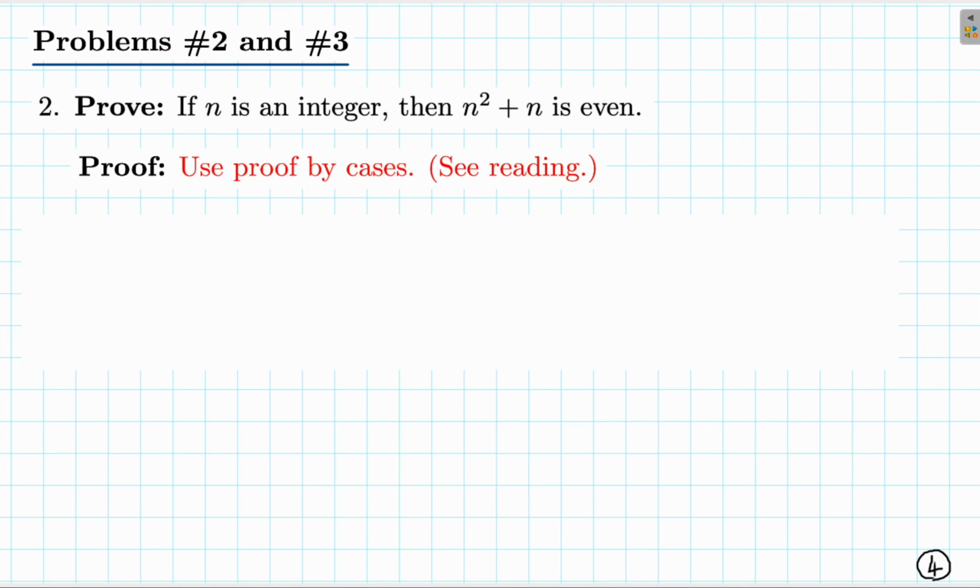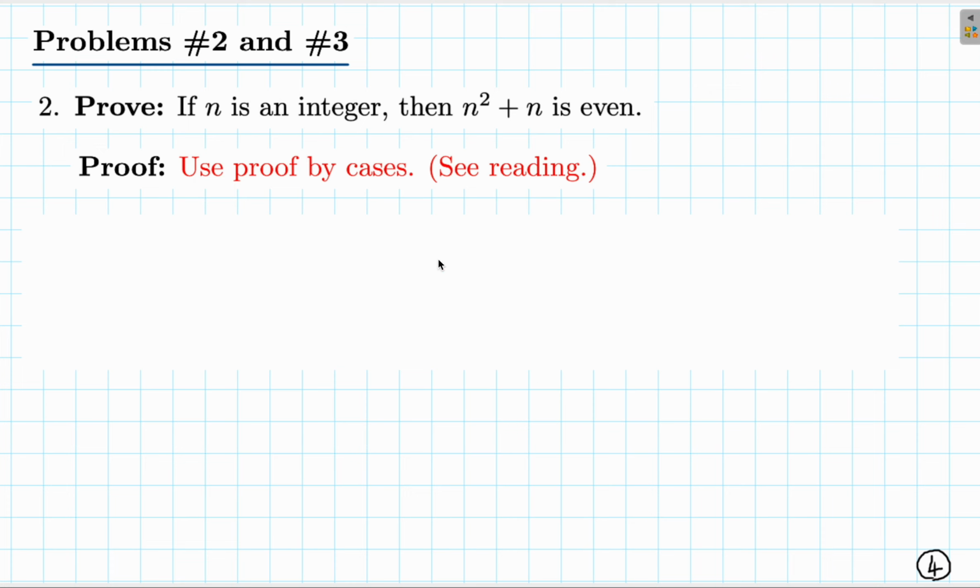Let's start by discussing problems 2 and 3 from the classwork. Problem 2 asked you to prove the following implication. If n is an integer, then n squared plus n is even. And for this particular proof, we use a technique called proof by cases. So briefly, we consider both cases where n is odd, and then show that n squared plus n is even. And then also n is even, and show that n squared plus n is even. So for the details of that proof, please take a look at chapter 1 reading.